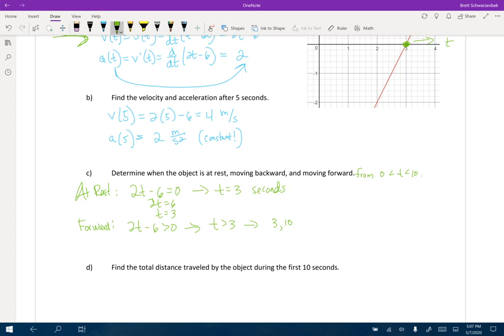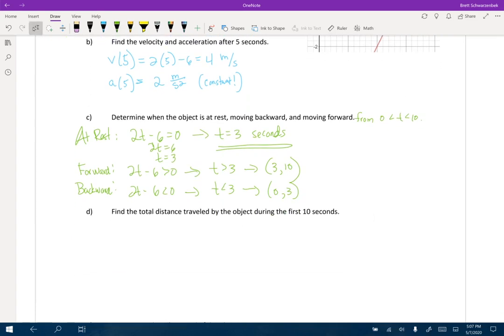So we're going to do from 3 to 10, and moving backward is going to be wherever 2t minus 6 is less than 0, which means t is less than 3, which is from 0 to 3. Note, we're not including 3 because it's at rest there. So these are the intervals for at rest, moving forward, and moving backward.